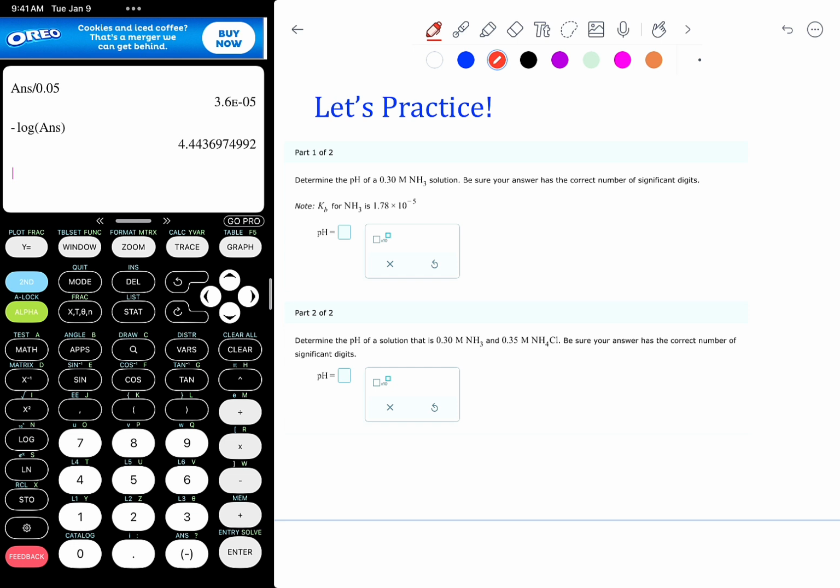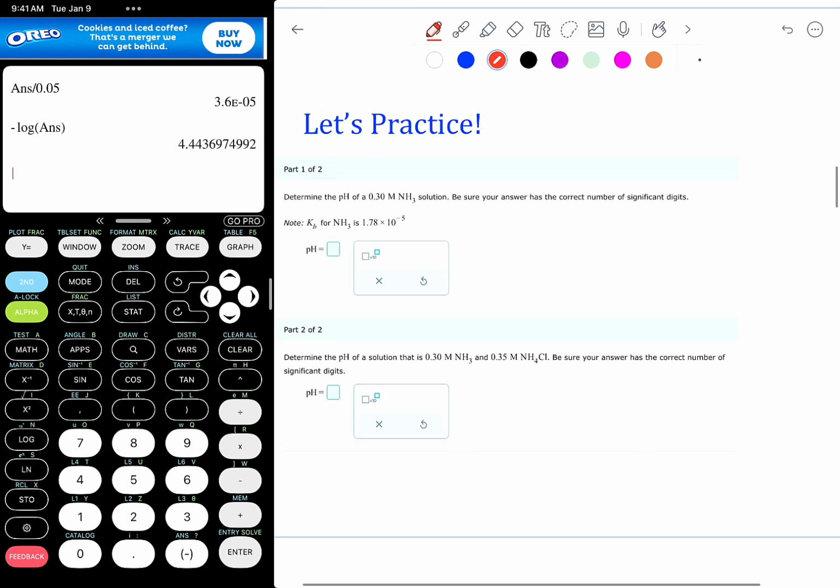So the first thing that we want to make sure that we do is have our balanced reaction. We know that it's going to be NH3 plus H2O in equilibrium with NH4 plus and OH minus. Okay, that NH4 plus is now our common ion in our second problem. So the next thing that we're going to want to do is set up our ICE tables.